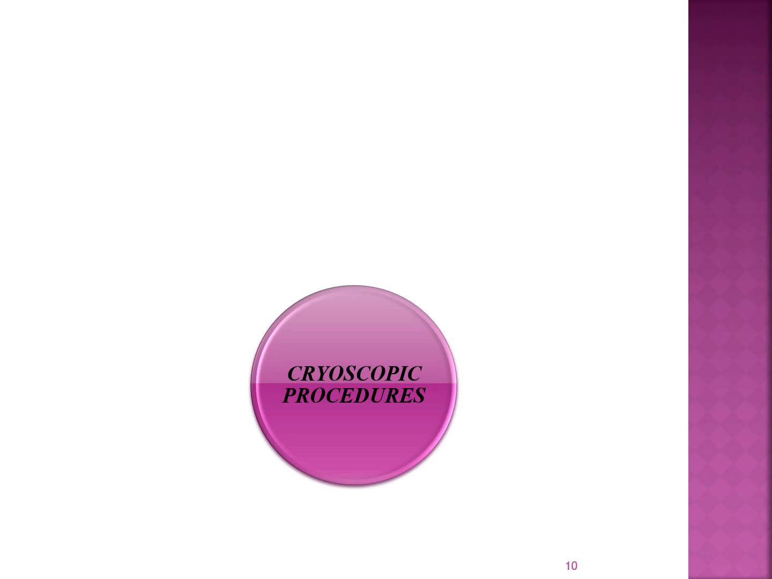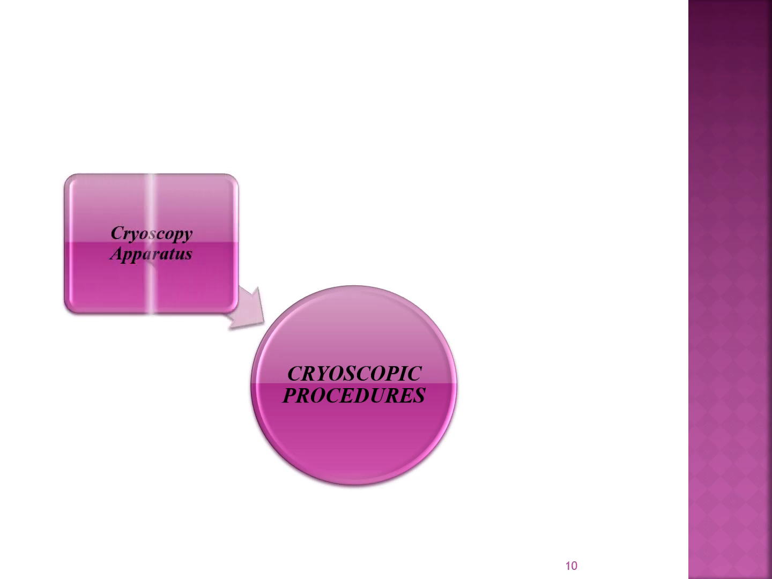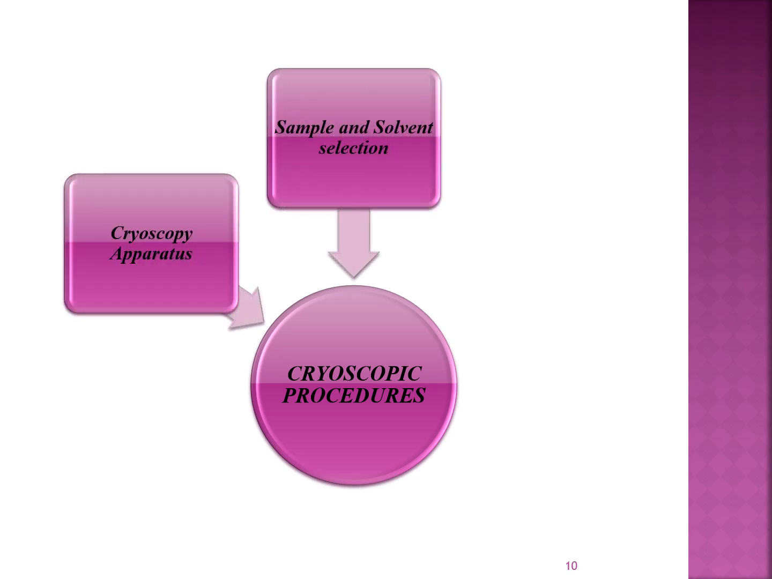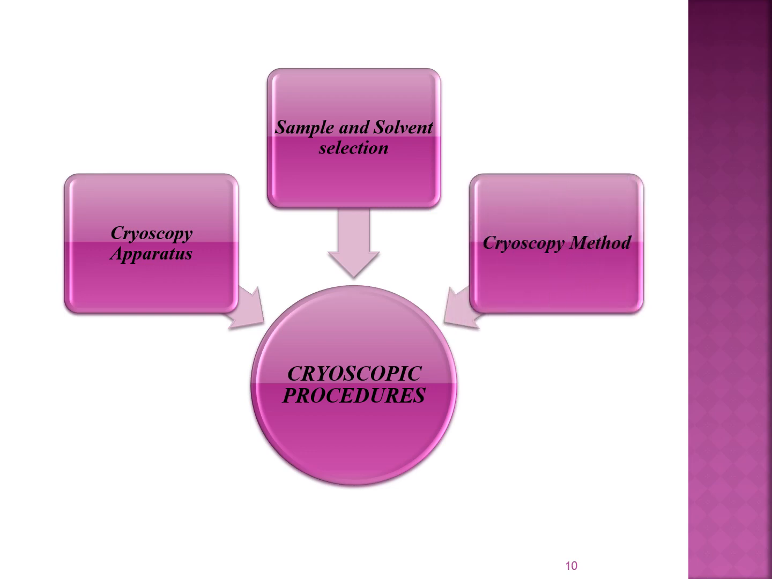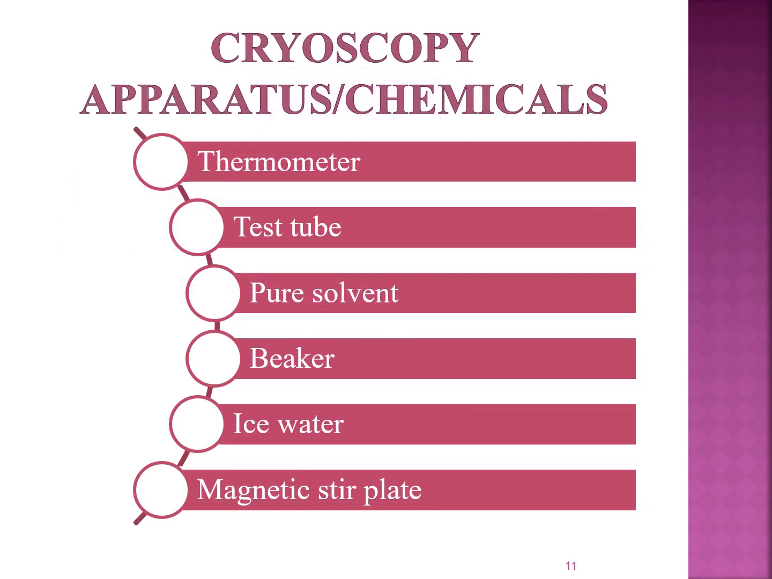Here we have cryoscopic procedures. It consists of cryoscopy apparatus, sample and solvent selection, and cryoscopy method. Moving towards the cryoscopy apparatus or chemicals, it consists of thermometer, test tube, pure solvent, beaker, ice water, and magnetic stir plate.